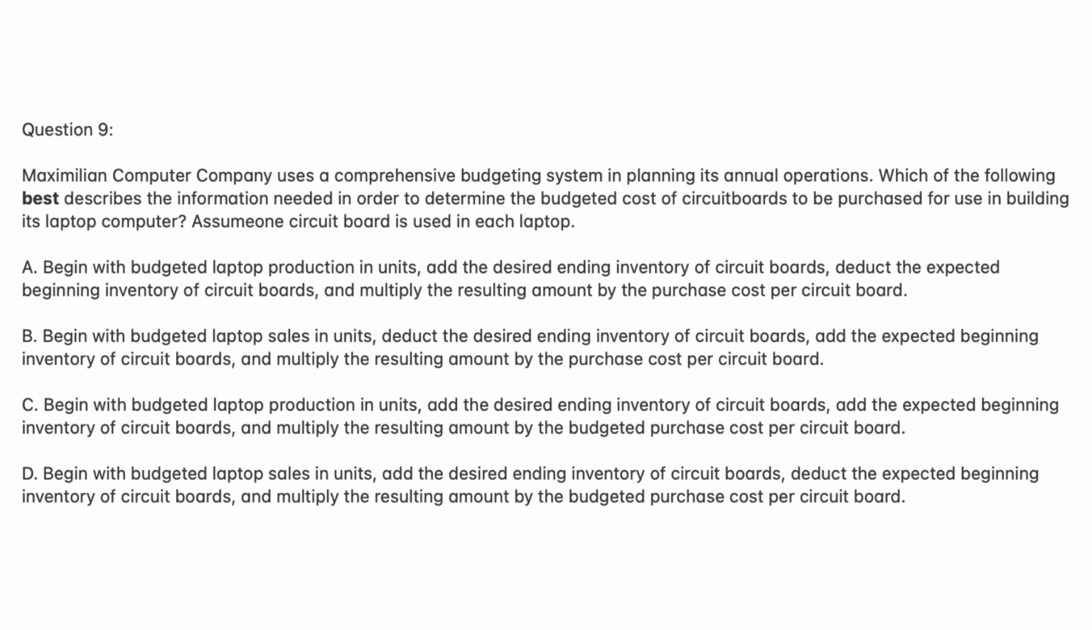B. Begin with budgeted laptop sales in units, deduct the desired ending inventory of circuit boards, add the expected beginning inventory of circuit boards, and multiply the resulting amount by the purchase cost per circuit board. C. Begin with budgeted laptop production in units, add the desired ending inventory of circuit boards, add the expected beginning inventory of circuit boards, and multiply the resulting amount by the budgeted purchase cost per circuit board. D. Begin with budgeted laptop sales in units, add the desired ending inventory of circuit boards, deduct the expected beginning inventory of circuit boards, and multiply the resulting amount by the budgeted purchase cost per circuit board.